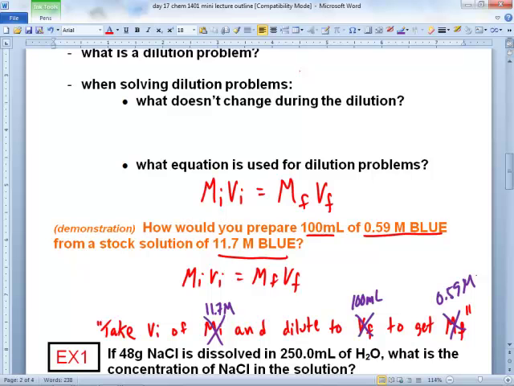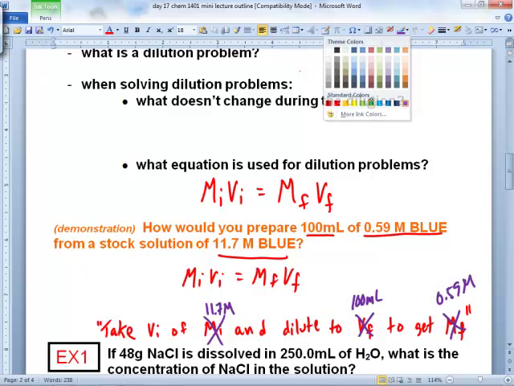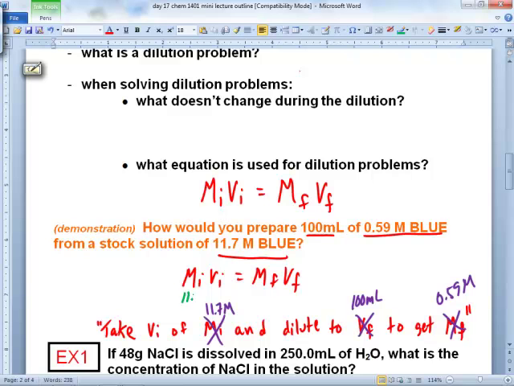So, I mean, whether you give this answer in milliliters or liters, I would just do the easiest route. The easiest route is just leave it alone, right? So that's what I'm going to do. I'm just going to leave it alone. So I'm going to put the number for MI in. That's 11.7. The number, now VI I'm solving for. MF is 0.59. And VF was 100 milliliters. Okay, so my VI is going to be so many mils.